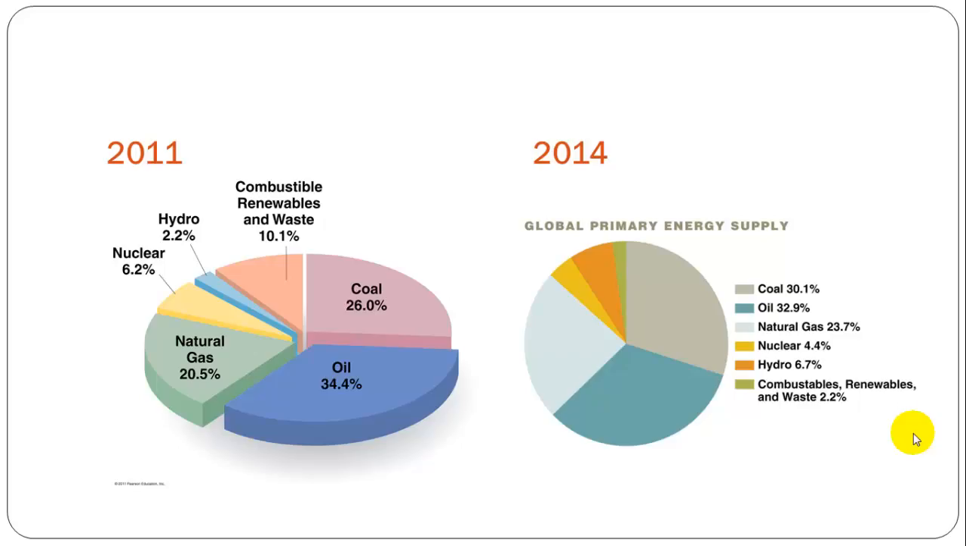Now, the use of energy is continually changing. Coal, oil, and natural gas make up a large percentage of U.S. energy use. However, it has shown shifts even in the past few years. Natural gas has increased in its use, oil has slightly decreased, and coal has slightly increased. This is in the global primary energy supply.